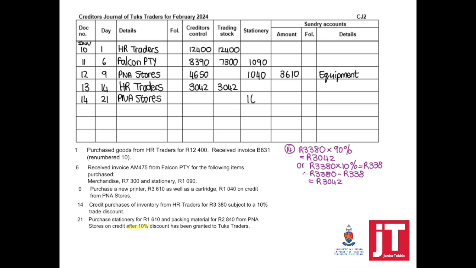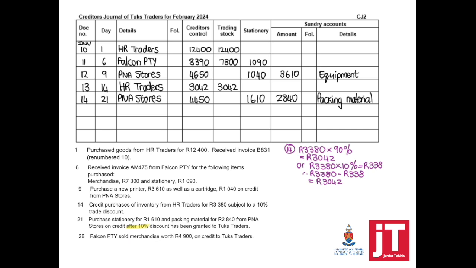We're going to show the transaction on day 21, invoice number 14. We've purchased from P&A stores. What did we purchase? Stationery and packing materials. And in total, we owe 4,450.